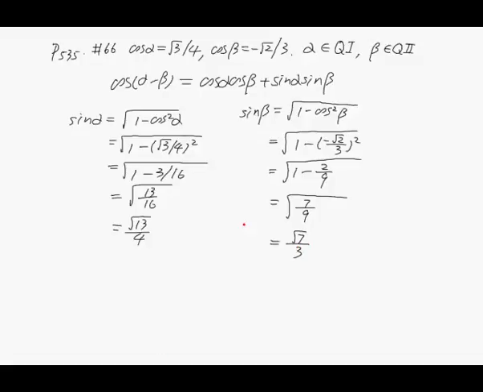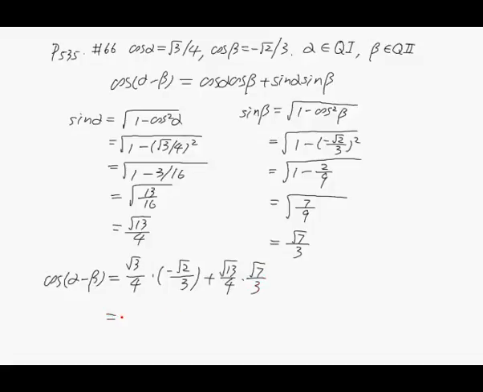So now after we find both sine alpha and sine beta, then we can get the cosine of alpha minus beta. So cosine of alpha minus beta by this identity is equal to cosine alpha, root of 3 over 4, times cosine beta, negative root of 2 over 3, plus sine alpha, root of 13 over 4, times the sine beta, root of 7 over 3.